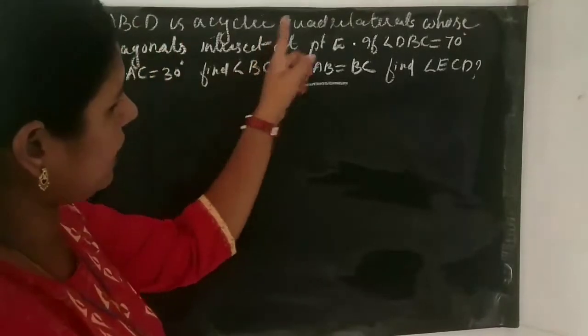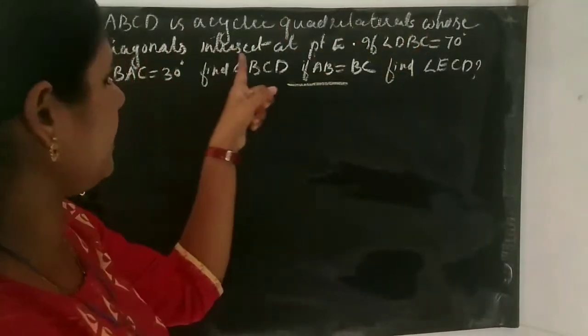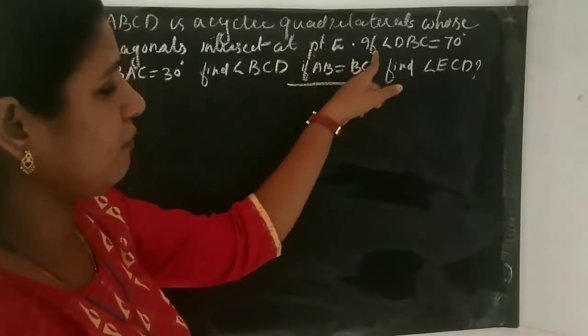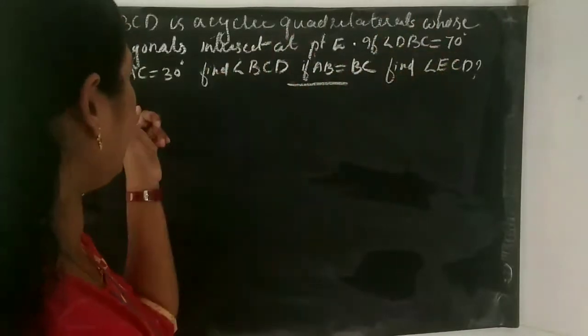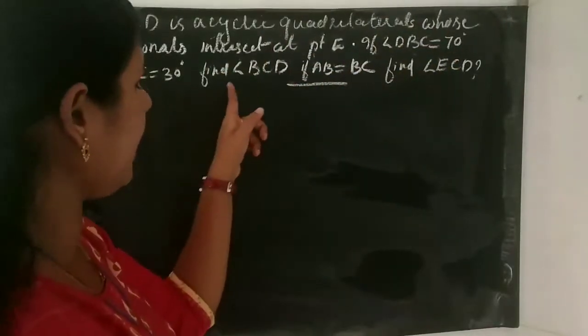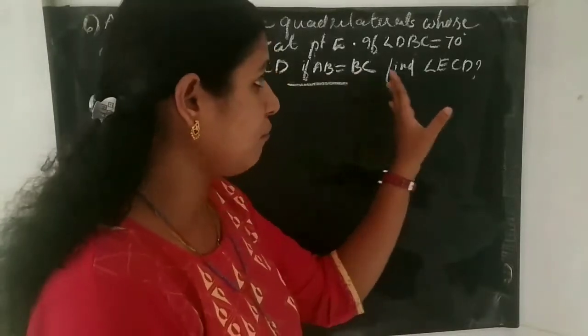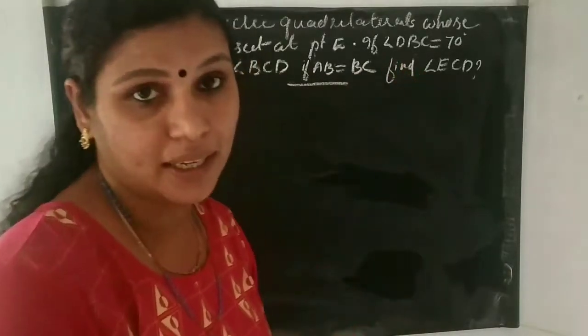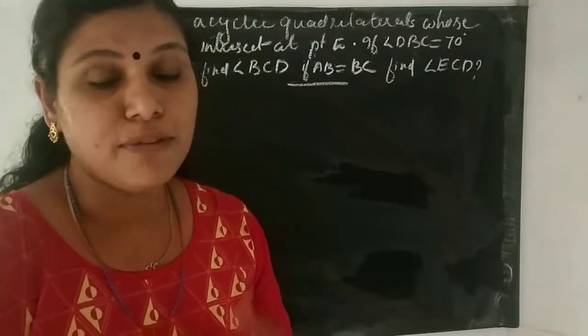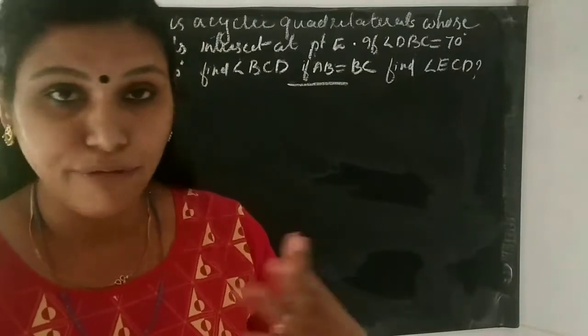See our 6th question. ABCD is a cyclic quadrilateral whose diagonals intersect at point E. If angle DBC equals 70 and angle BAC equals 30, find angle BCD. If AB equals BC, find angle ECD. Okay, from this, first we have to draw a figure.